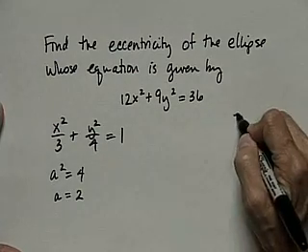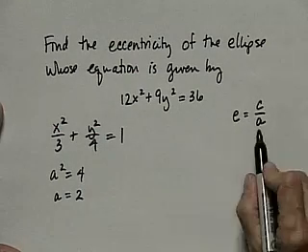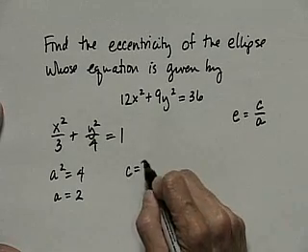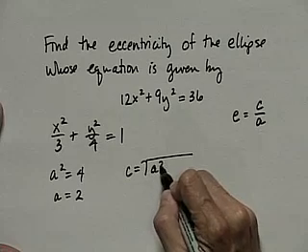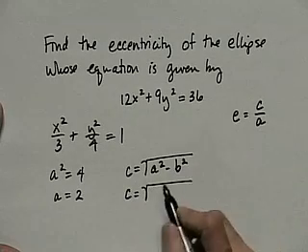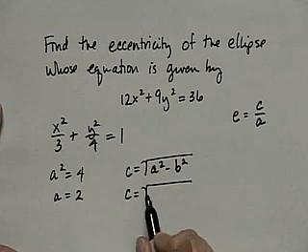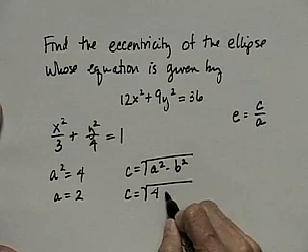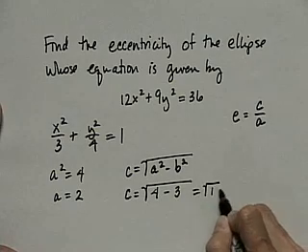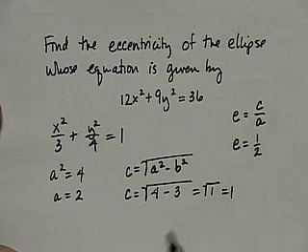And keep in mind, I'll write it over here, eccentricity is the ratio c to a. Well, I have a, I need to get c. For an ellipse, recall that c is the square root of a squared minus b squared. So for this ellipse, c is the square root of 2 squared minus 3, which is the square root of 1, which is 1. So the eccentricity of this ellipse is 1/2.